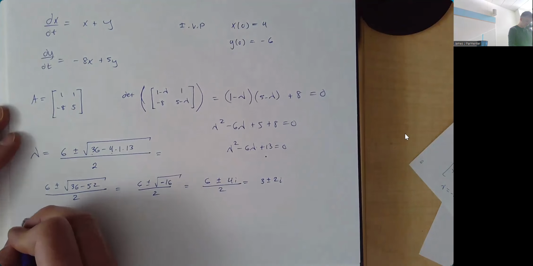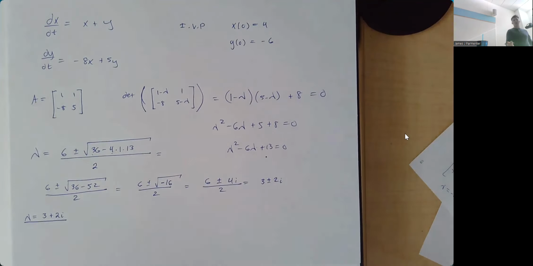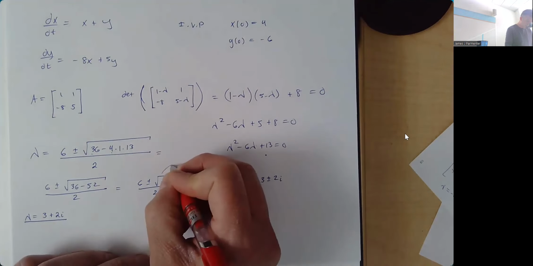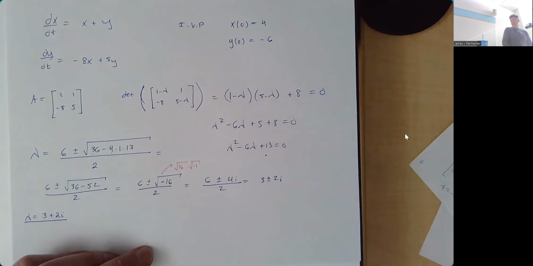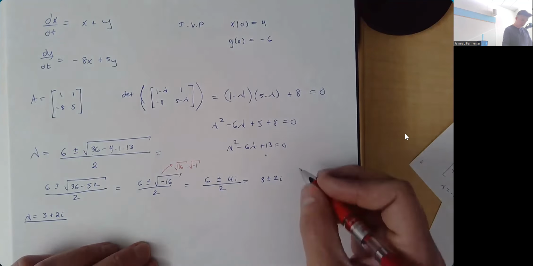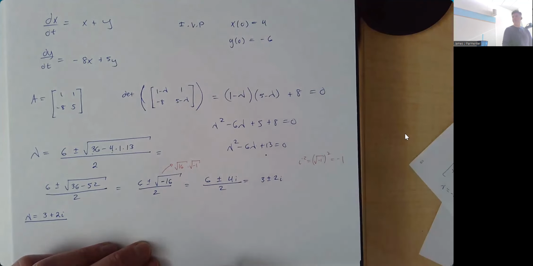We're going to just focus on lambda equal to 3 plus 2i. We usually pick the one with the positive imaginary part just because that's what we do. I have a question about i: what is i squared equal to? i is equal to the square root of -1. So what we're doing with the square root of -16 is saying it's equal to the square root of 16 times the square root of -1. Square root of 16 is 4, square root of -1 is i. And then i squared would be the square root of -1 squared, which is -1.